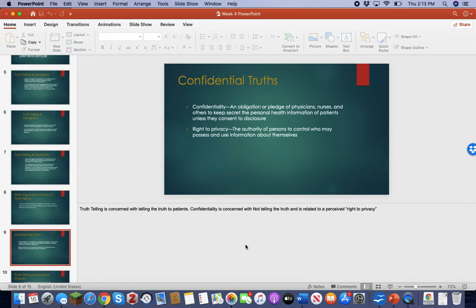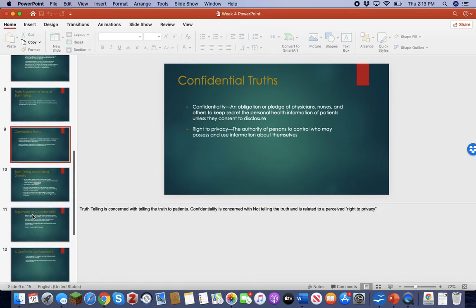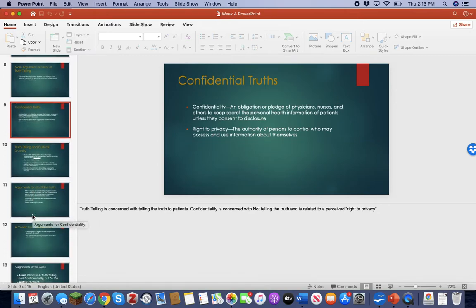Confidentiality is an obligation or pledge of physicians, nurses, and others to keep secret the personal health information of patients unless they consent to disclosure. Right to privacy is the authority of persons to control who may possess and use information about themselves. You guys might not want Mark Zuckerberg knowing about your personal health issues, but maybe your mom or your girlfriend or boyfriend need to know those health issues.